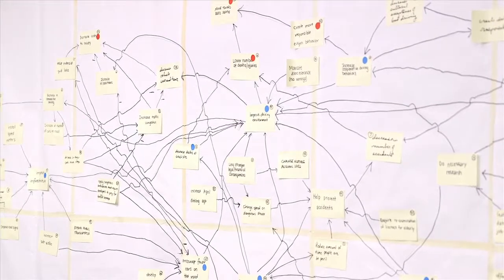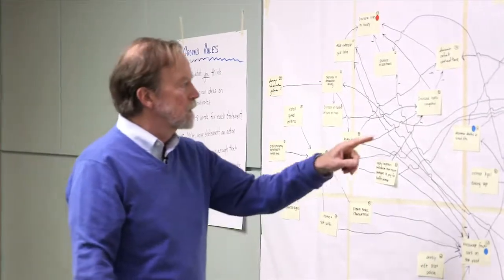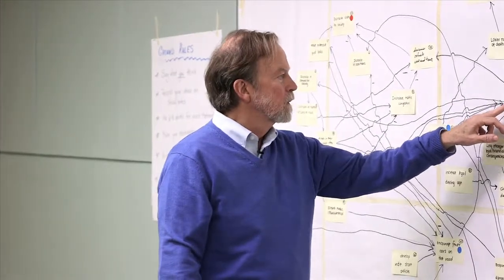I'm also intrigued by the link between 75 and 21, because this doesn't look like it's creating a virtuous loop. It looks like things aren't really improving.